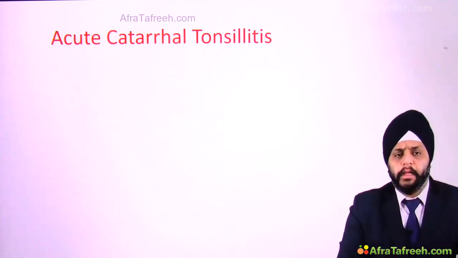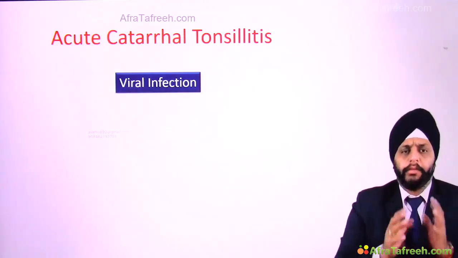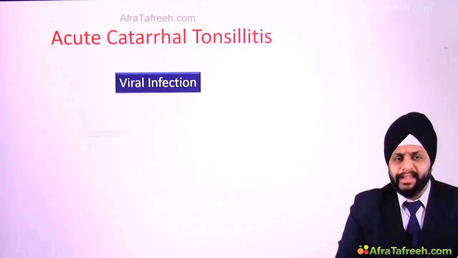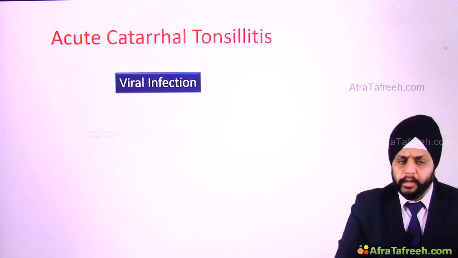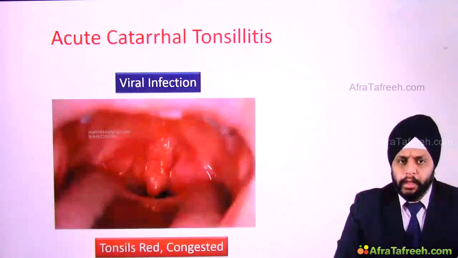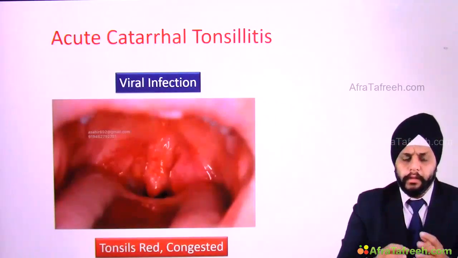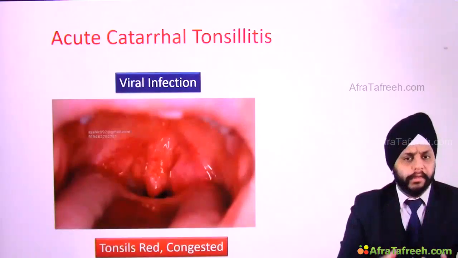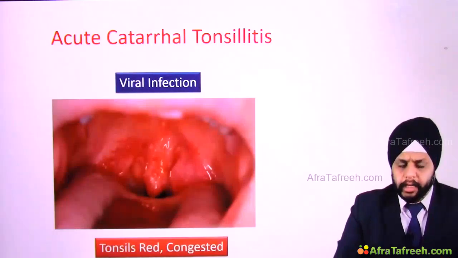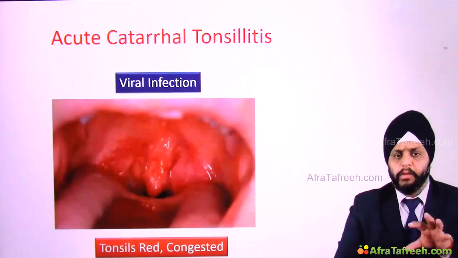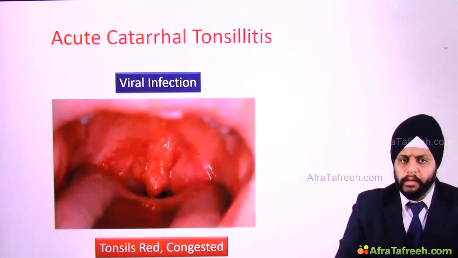Now, what happens in acute catarrhal tonsillitis? This acute catarrhal tonsillitis is in response to viral infection. Okay, respiratory infection. Now what happens? In response to the virus infection, these tonsils will become red and congested. They will not increase in size. They will just become red and congested. Okay, so we know that there is a viral infection in the pharynx, in the oropharynx, the tonsils.